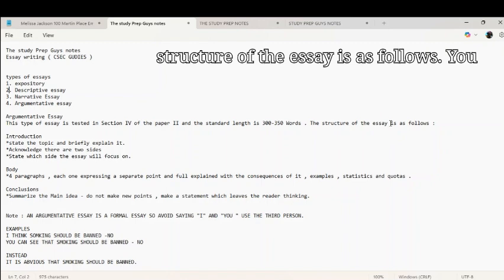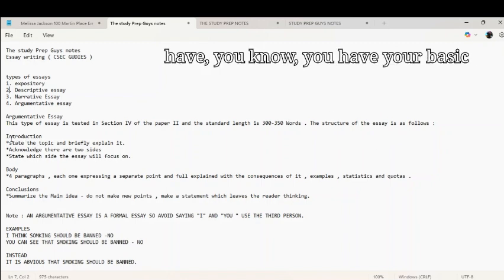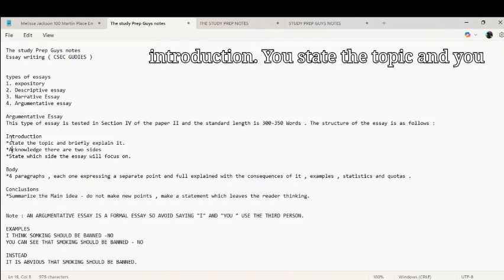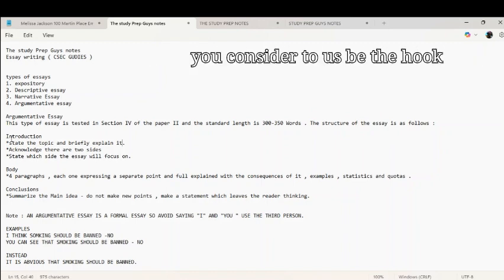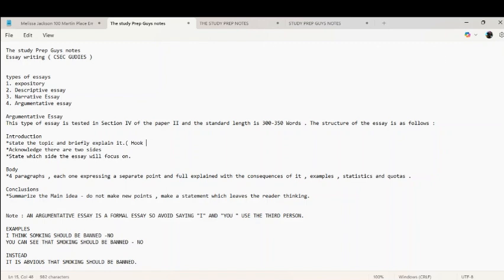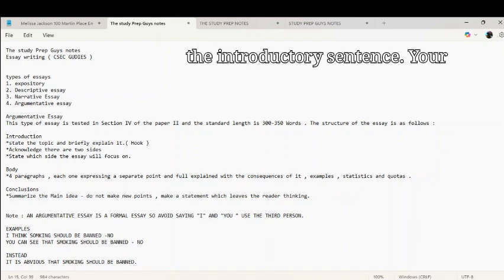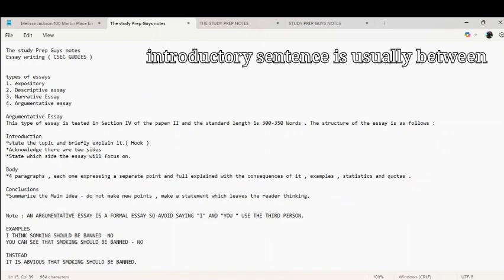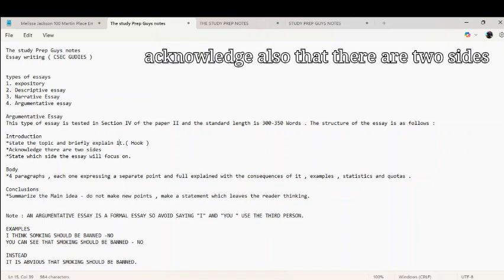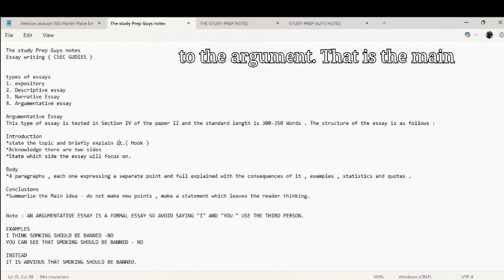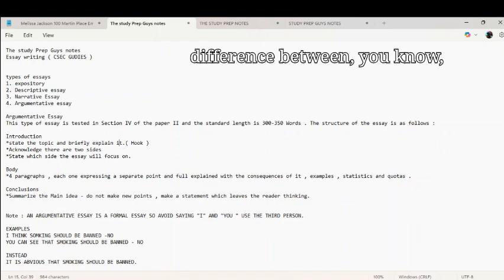The structure of the essay is as follows. You have your basic introduction. You state the topic and you briefly explain it. This is also what you consider to be the hook, the introductory sentence. Your introduction is usually between 2 to 3 lines. You don't need to elaborate more than that. You need to acknowledge also that there are two sides to the argument. That is the main difference between argumentative and persuasive.